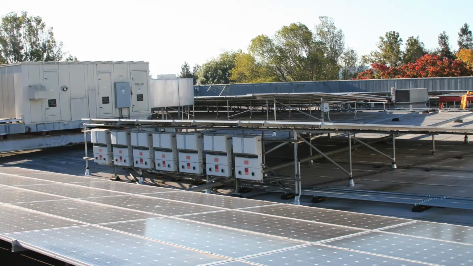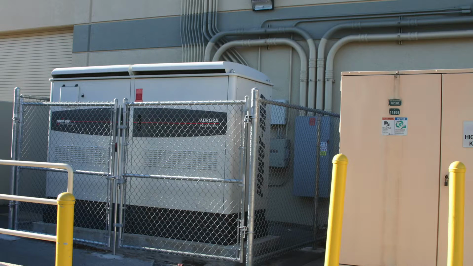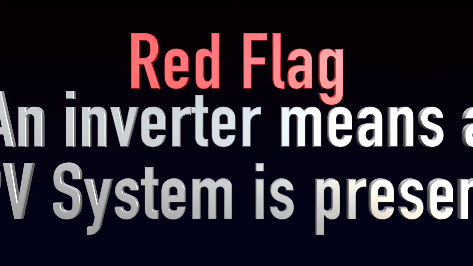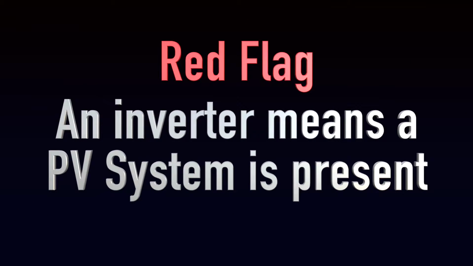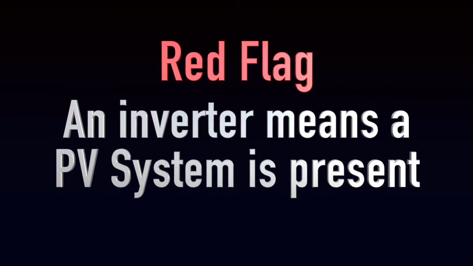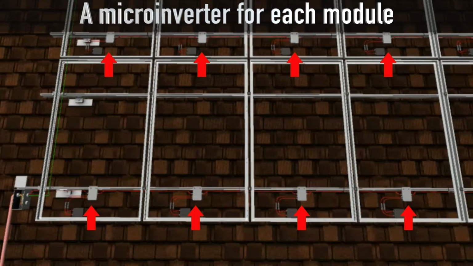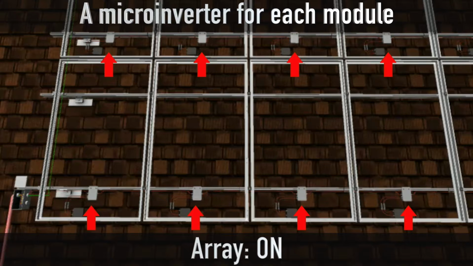String inverters can be mounted up on the roof on commercial installations, pad mounted behind fencing, or more commonly in electrical rooms. This is one clue in identifying the presence of a PV system, by finding an inverter. Another very common inverter type is called a microinverter. These are installed under or directly attached to the modules, one microinverter for every module.